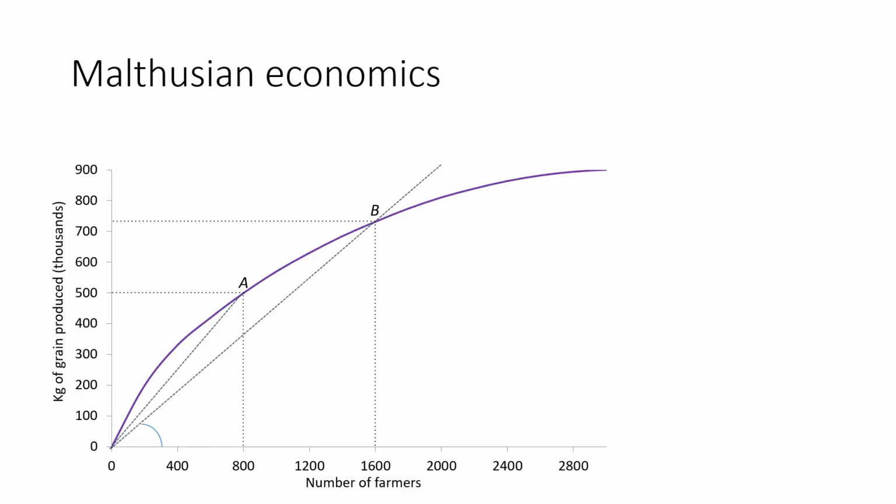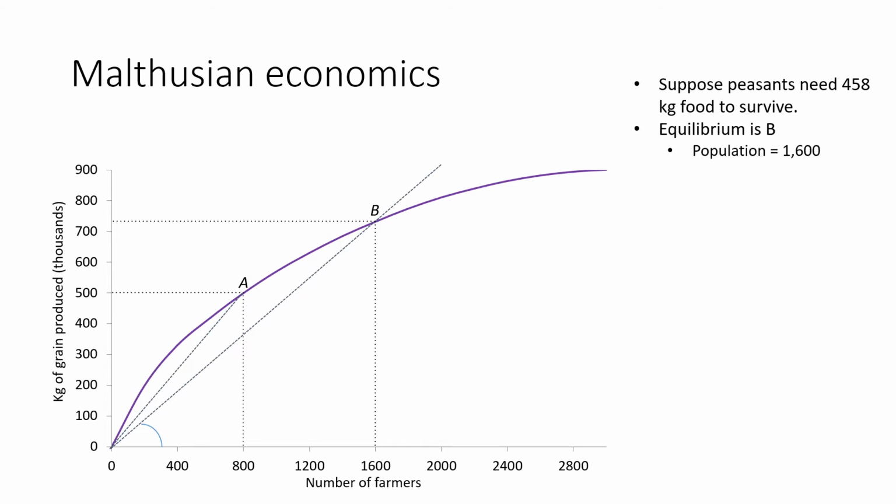Now let's take a look at Thomas Malthus' intuition graphically. We'll start by assuming that peasants need 458 kilograms to survive. At this point, our equilibrium is B. At B, we have 1,600 workers being put into the production function, and the output being the 732,000 that we saw in the previous slide. At this point, we are exactly at subsistence level, so the average product is 458.